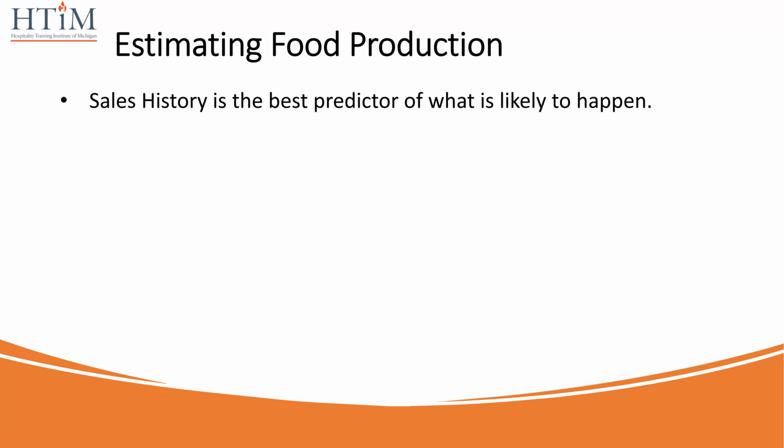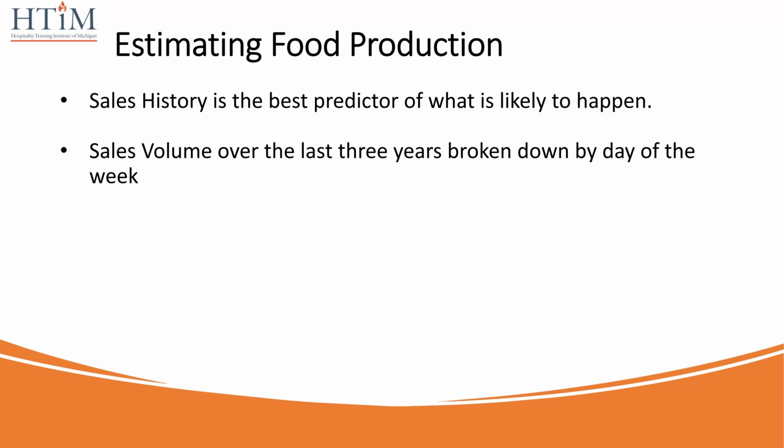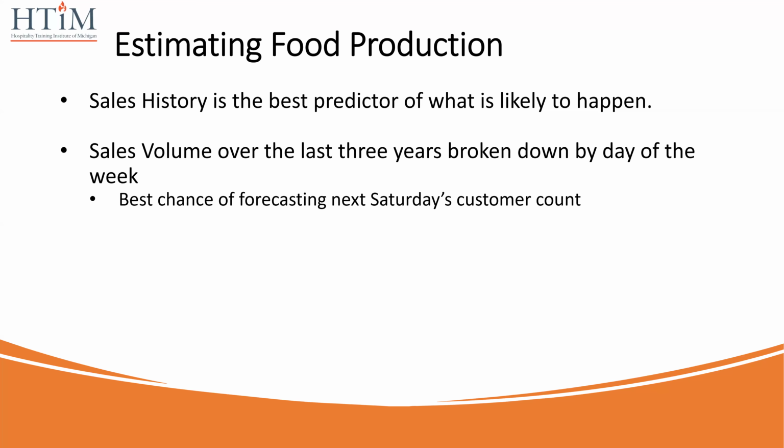Your sales history really is the best predictor, but again, use some other tools that might give you some insight. Sales volume over the last 3 years broken by day of the week. So for all the Tuesday nights over the last 3 years, I think it's 156 different Tuesday nights that you can analyze, right? So 52 Tuesdays in a year, and you get an average. And so you probably should be around that, or if things are going well, you're probably going to be above that. Okay. So it's our best chance of forecasting next Saturday's customer count. That's the best thing to do, is look back in your history.